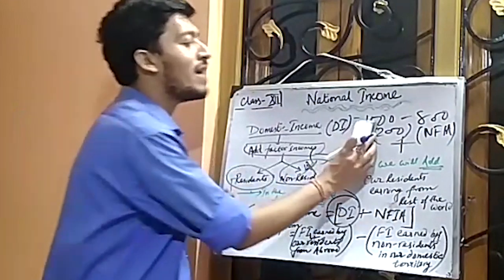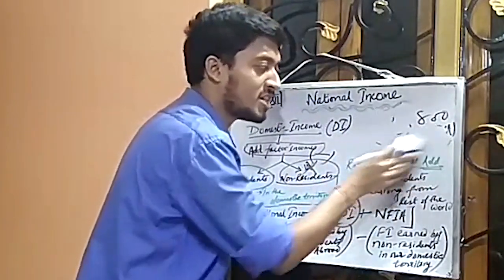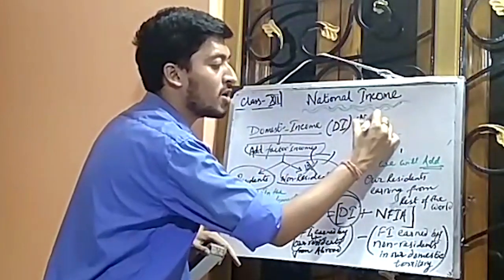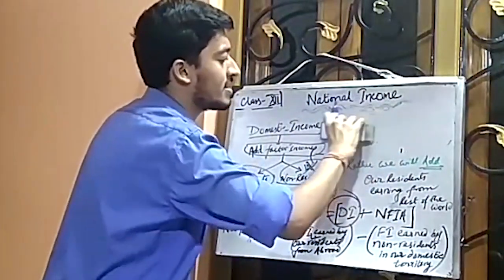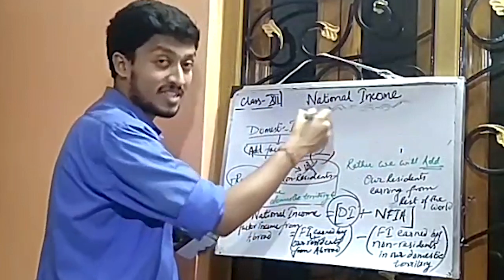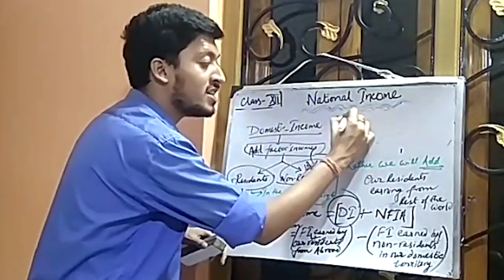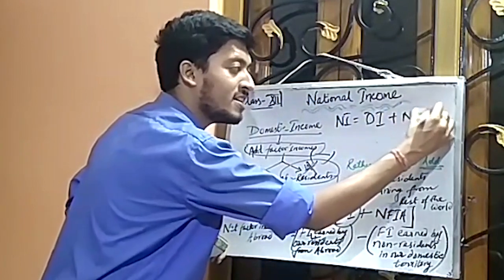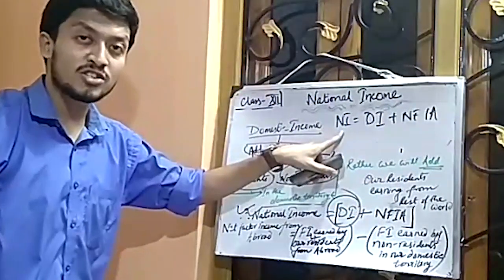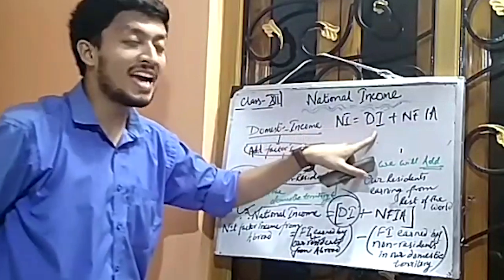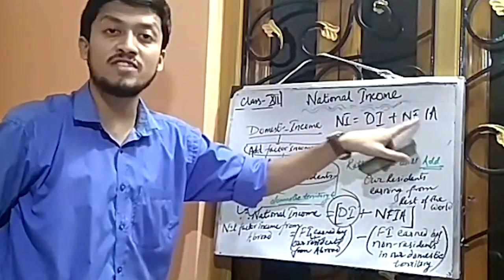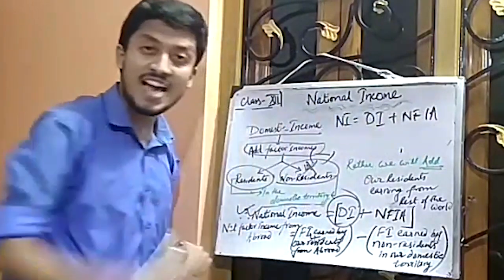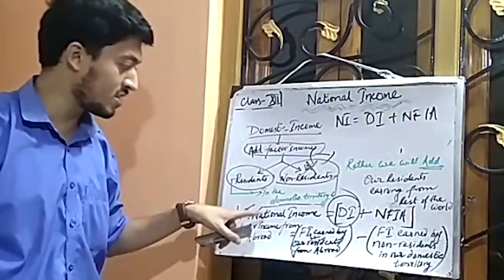Now, the national income's definition: national income, NI, I'm just writing this one. Just look here, I'm asking my viewers to look here. National income equals domestic income plus net factor income earned from abroad. NI represents national income, DI denotes domestic income, and NFIA denotes net factor income earned from abroad. So if you add NFIA to DI, you are going to get national income, as I just told you.